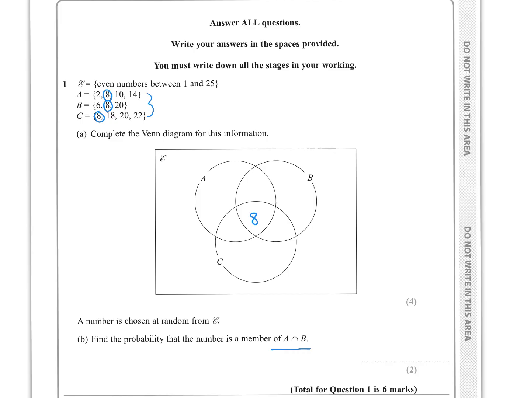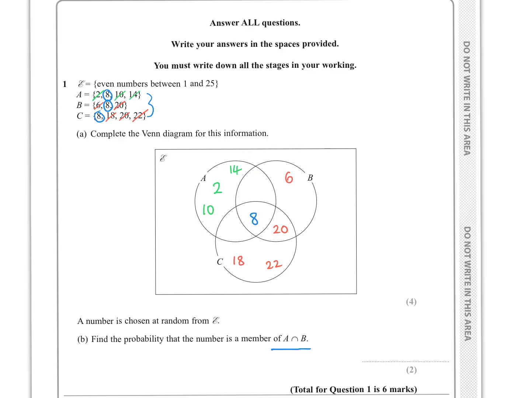Now let's have a look at the 2 here. The 2 just seems to be in A, as does the 10 and the 14. Now the 6 is just in B. The 20, however, is in B and C. The 18 is just in C. And the 22 is in C.